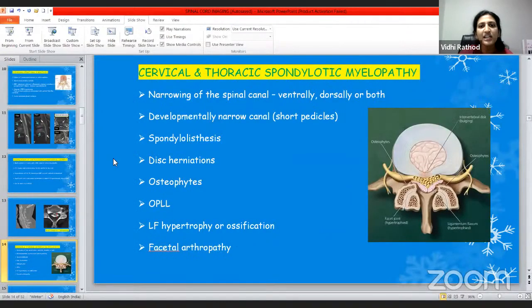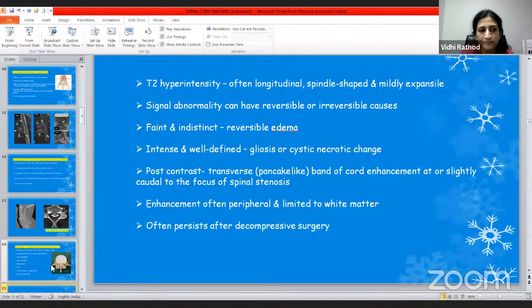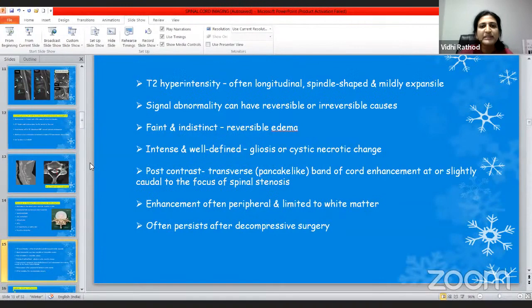Then we have cervical and thoracic spondylotic myelopathy. In that, we have narrowing of the spinal canal, which can be ventrally, dorsally, or both. That can be due to developmentally narrow canal, spondylolisthesis, herniation of the disc, osteophytes, OPLL, ligamentum flavum hypertrophy or ossification, and associated facetal arthropathies. The T2 hyperintensity due to such spondylotic myelopathy is often longitudinal, fusiform-shaped, and mildly expansile.